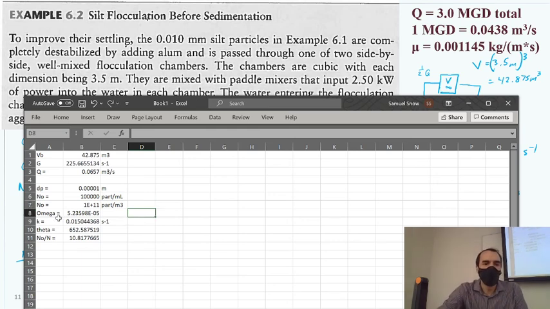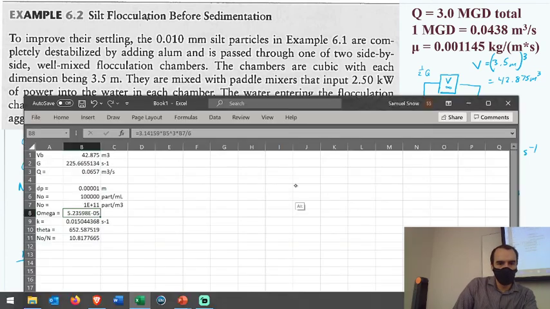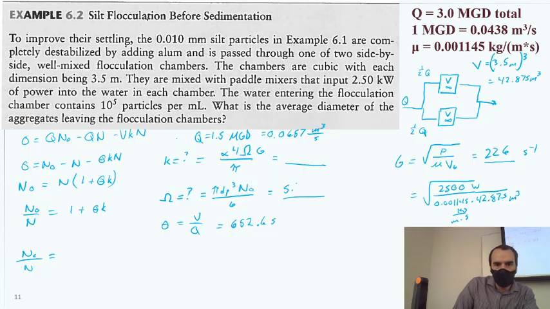Okay, so once we put those numbers into the omega, we have this 5.23 times 10 to the minus 5th. That's the fraction in every cubic meter. That's the portion of that cubic meter that is occupied by particles. Okay, so then we had that, 5.24 times 10 to the minus 5th. We have K then, we can solve because we have G, we have that.